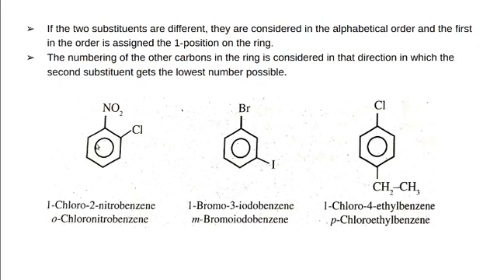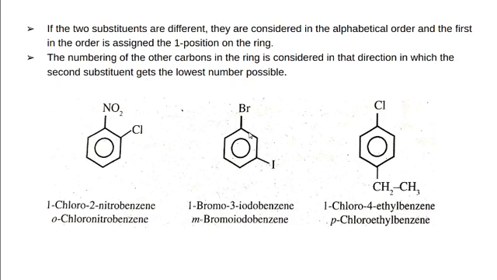So here it is the ortho isomer, because the substituents are on the 1 and 2 positions. So ortho-chloronitrobenzene. In this case, a bromo group and an iodo group are there. The bromo group comes first in alphabetical order, because the letter B comes first, then I.